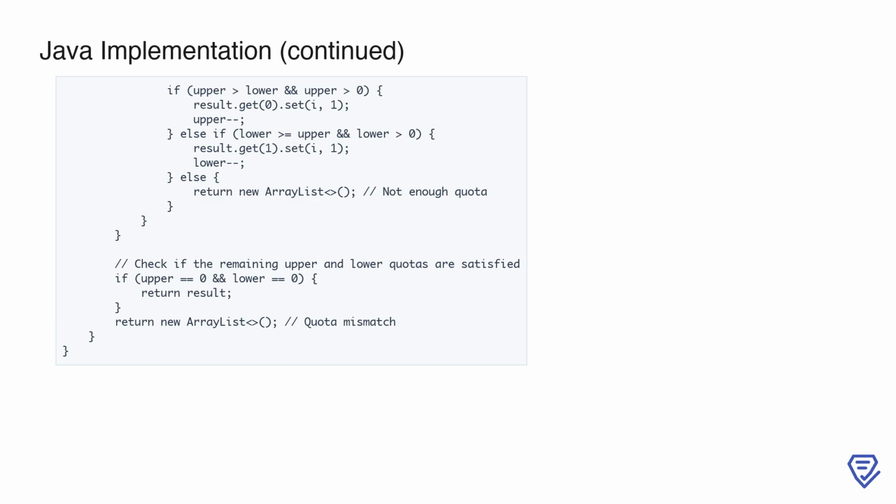list. Finally, after processing all columns, we check if both upper and lower have been reduced to 0. If they have, we return the constructed result matrix. However, if there is any mismatch in the remaining quotas, we return an empty list, as it's not possible to satisfy the constraints with the given inputs.